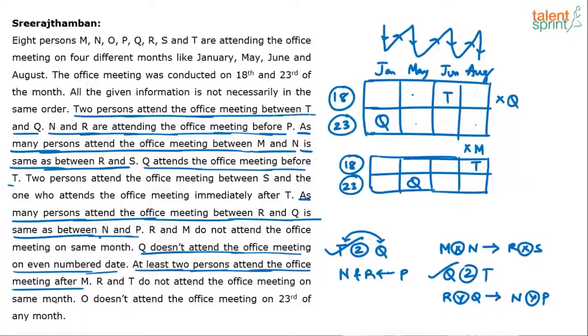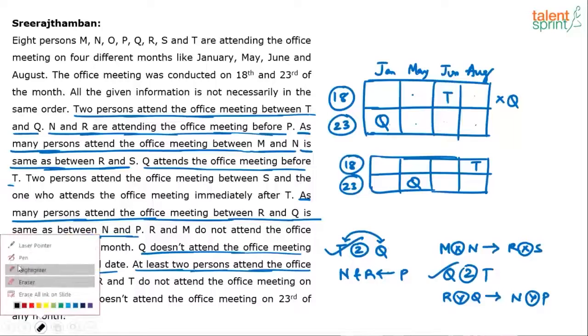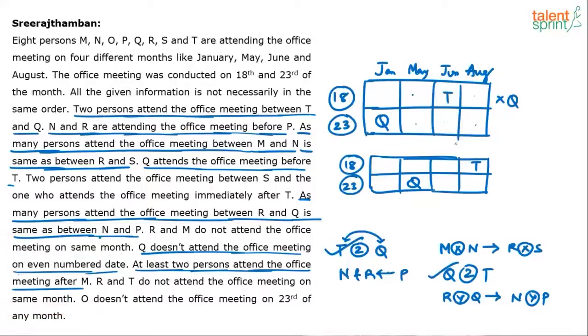Meaning what? So I think let me write it separately here, right? Let me just clear this. I'll note it separately for both the cases. This case 1 and case 2, right? So we know that M cannot come in August. So M cannot come here. Then he says R and T do not attend the office meeting in the same month.